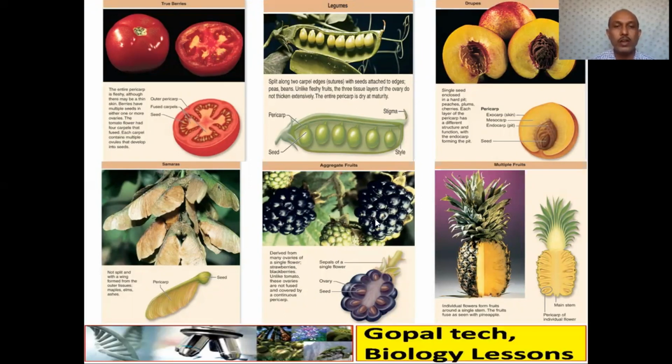Okay, so these are all aggregate fruits. And this is multiple fruit. Best example, ये कौन सा? पाइनएप्पल. और यहाँ पे जो बेर्स वगैरह आप देखते हैं, कस्टर्ड एप्पल वगैरह आता है, एग्रीगेट फ्रूट्स. टोमेटो या मैंगो वगैरह जो आता है, बेरीज आती है या सिंपल फ्रूट्स.